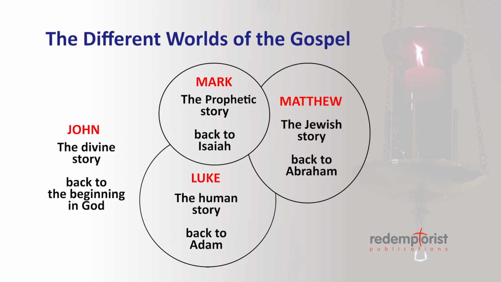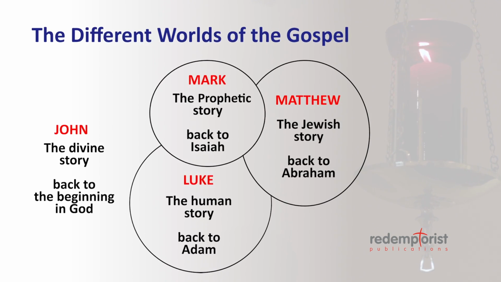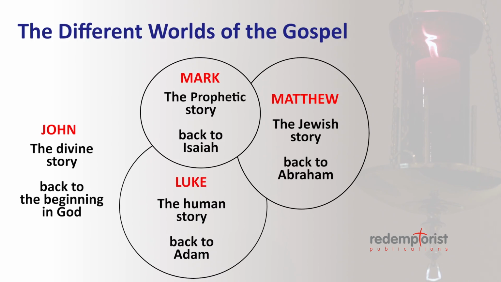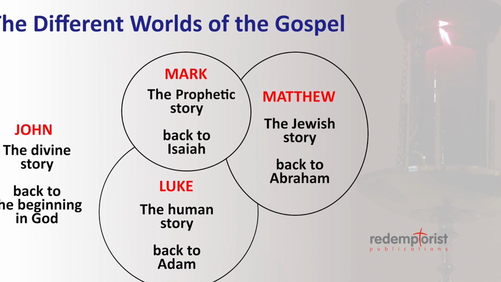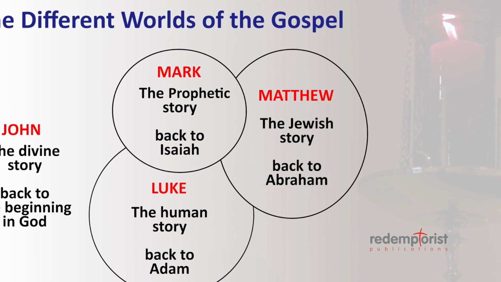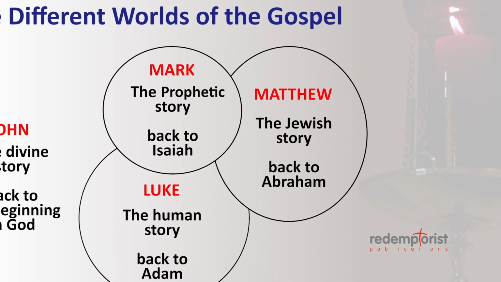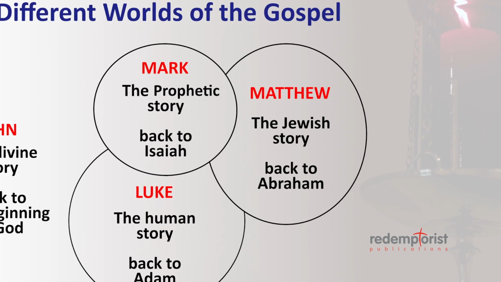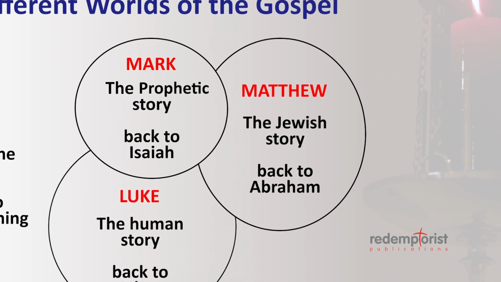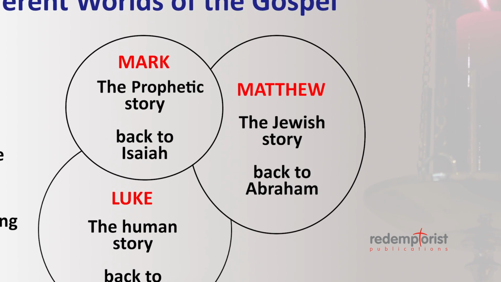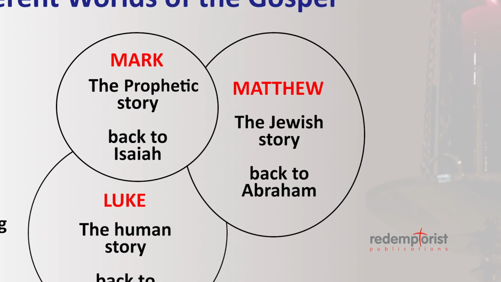When you move to Matthew's world, as you can see on the chart, Matthew's world is much bigger. He goes back to the 19th century BC. He goes back to the great figure of Abraham. And the first thing he says about Jesus is that Jesus is the son of Abraham, the son of David. This is the great Jewish story.